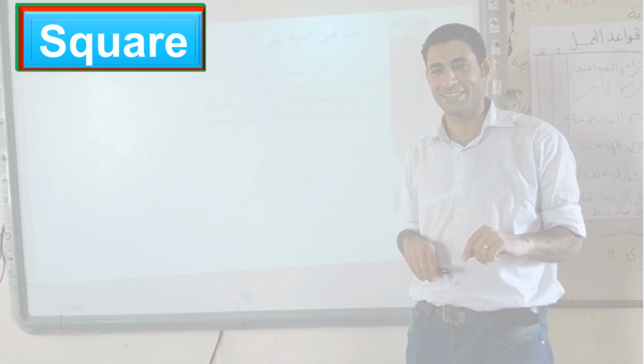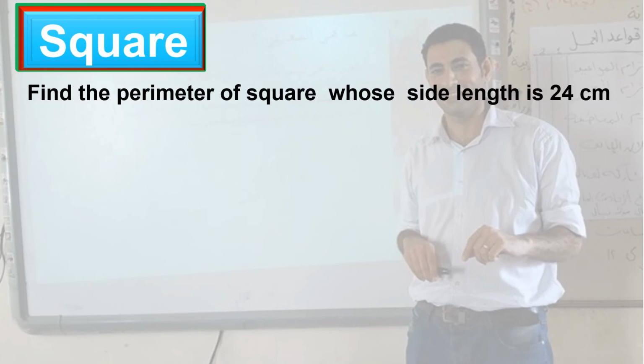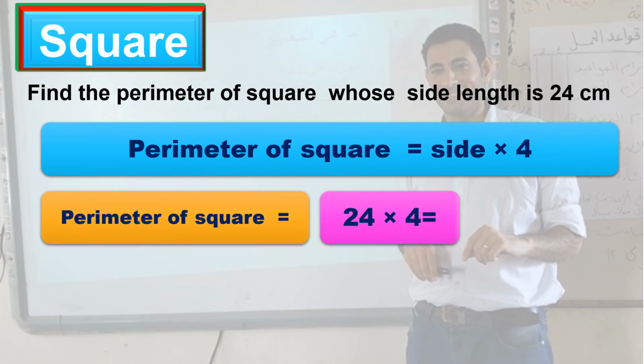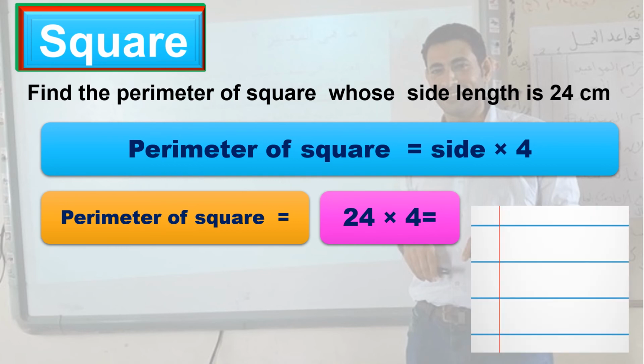طبعا السكوير بيبقى اسهل من الريكتانجل، مع طبعا اسئله بتبقى متنوعه. مثلا زي السؤال ده بيقول لي find the perimeter of a square whose side length equals 24 centimeters. Perimeter of a square equals side times 4. Then the perimeter is 24 times 4.